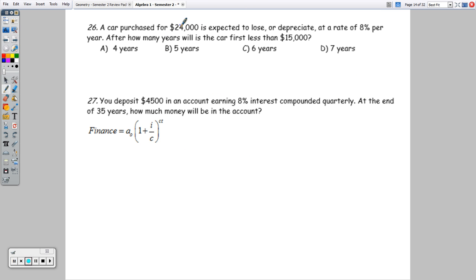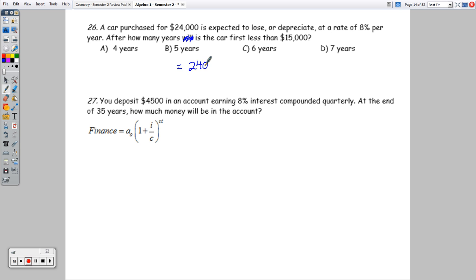26 says a car is purchased for $24,000, expected to lose or depreciate at a rate of 8% per year. After how many years is the car first less than $15,000? So you'd be using this formula.